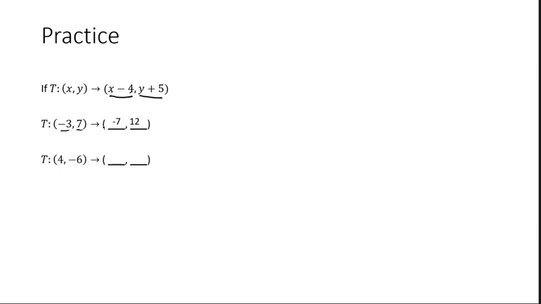Now try this next one on your own, see how you do. Where would point (4, negative 6) be mapped to? Again, you would take the 4 and plug it in for x. So you have 4 minus 4, which would give you 0. And then for y, we do y plus 5. So we do negative 6 plus 5, which gives you negative 1. So this point (4, negative 6) would be mapped to the point (0, negative 1).